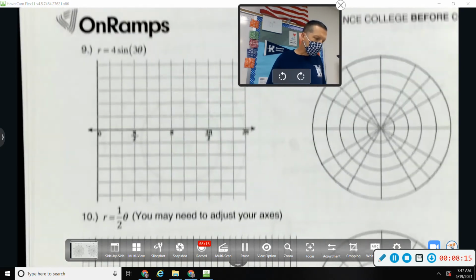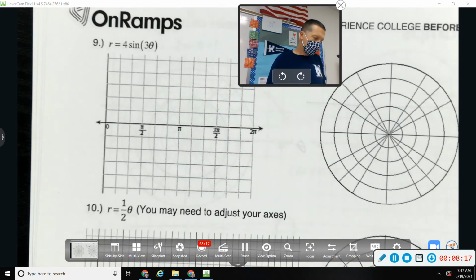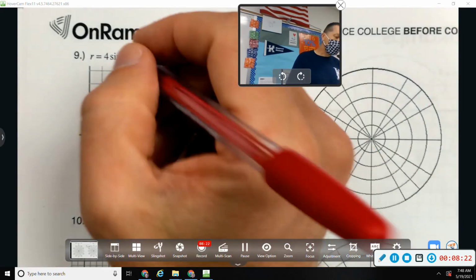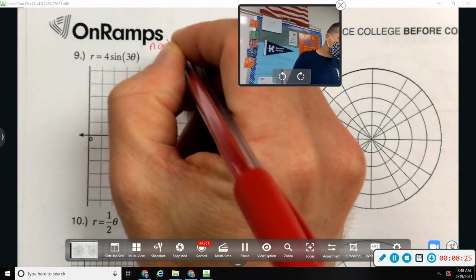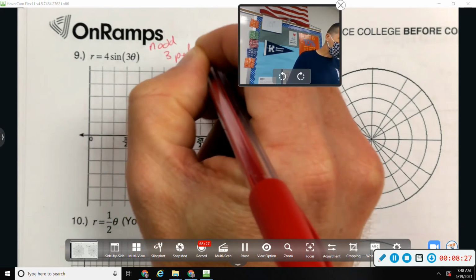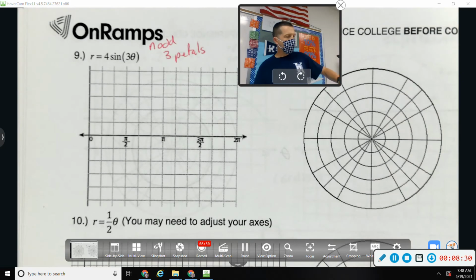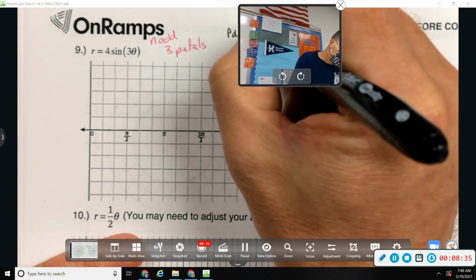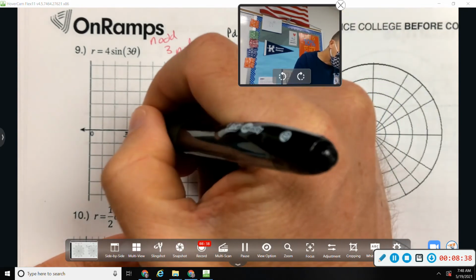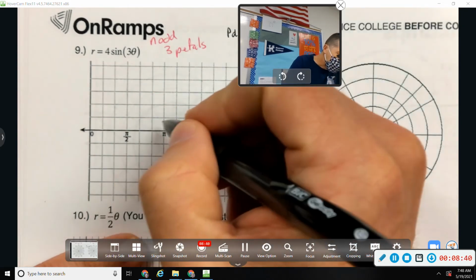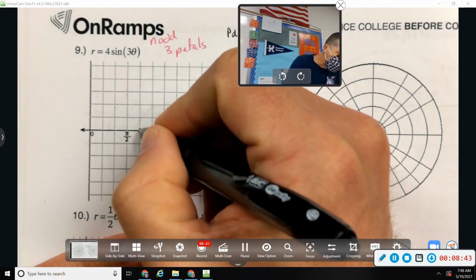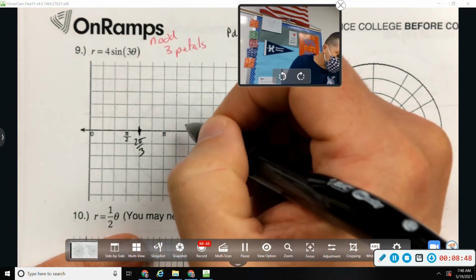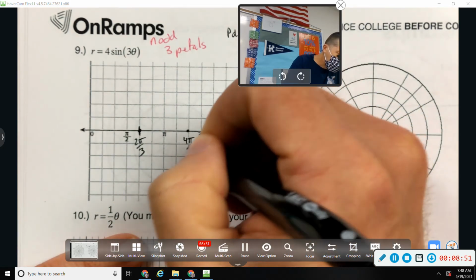Let's see. Number 9. How many petals is that going to have? 3, remember, because if n is odd, then it has 3 petals. Period would be 2 pi over 3. Oh, kind of tricky to figure out where that is on this graph. 2 pi over 3. 4 pi over 3.